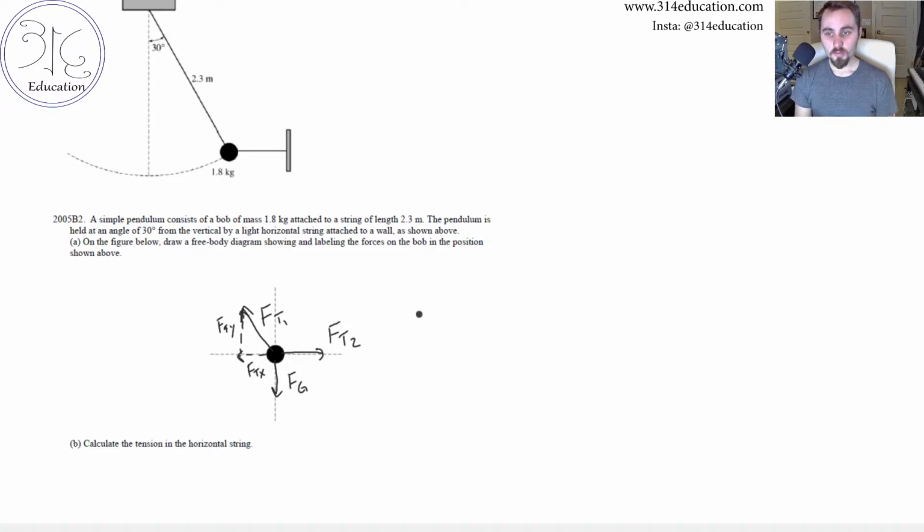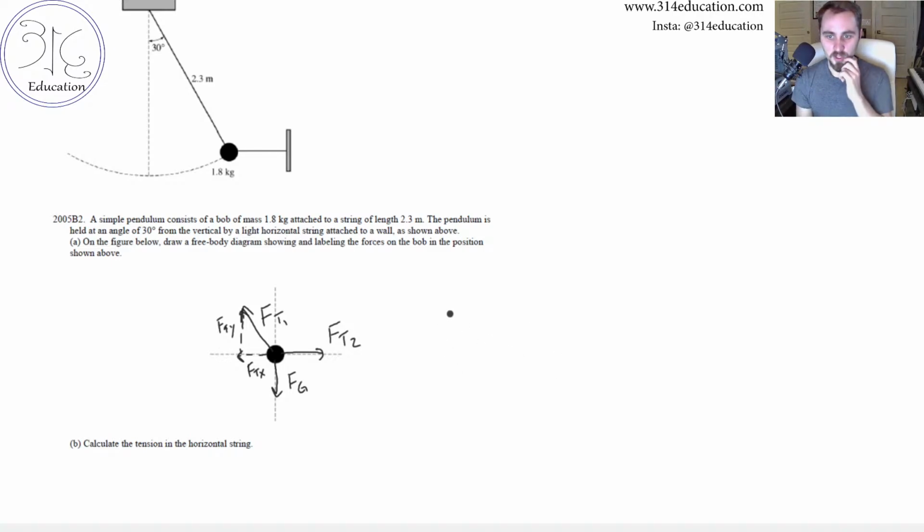Yeah, and so we expect now our Newton's second laws in our x and y directions to be balanced, meaning that our acceleration goes to 0. Our upwards forces are equal to our downwards forces. Our rightwards forces are equal to our leftwards forces.